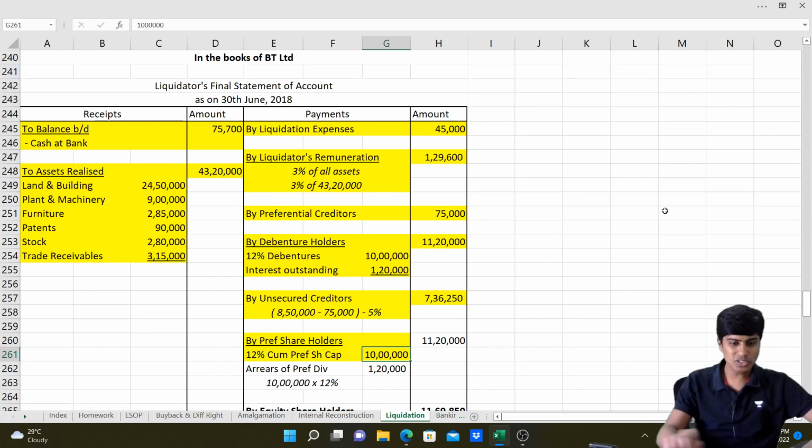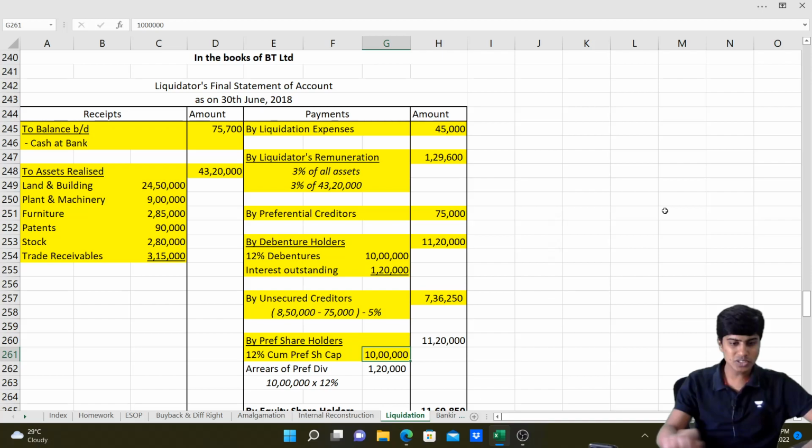So let us do 1 lakh 20,000 of arrears of preference dividend. So that put together 11 lakh 20,000 is what we pay to our preference shareholders. After paying that, finally we'll go to pay our equity shareholders. This is balancing. Whatever money is left will be paid to our equity shareholders.